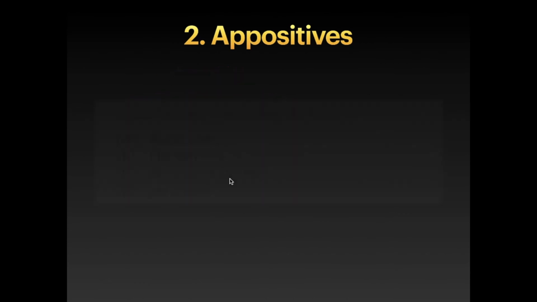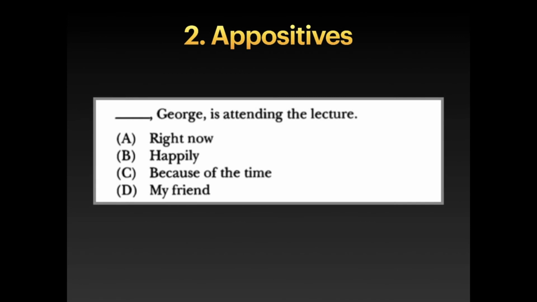So let's look at this example of the TOEFL. Blank, George, is attending the lecture. Entonces, George no es nuestro sujeto. ¿Por qué? Porque está entre comas, es nuestro appositive. Y tenemos el verbo is attending. Entonces, ¿qué nos falta? Pues un sujeto. Esta no puede ser, esta tampoco, esta tampoco.